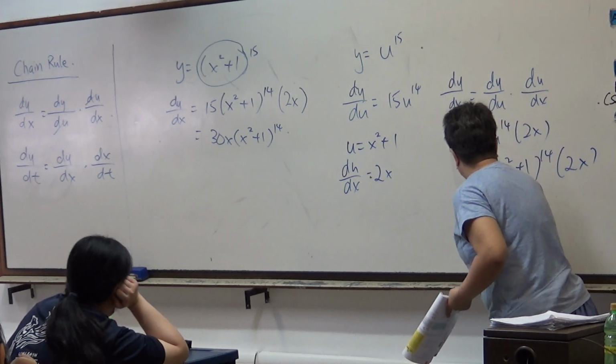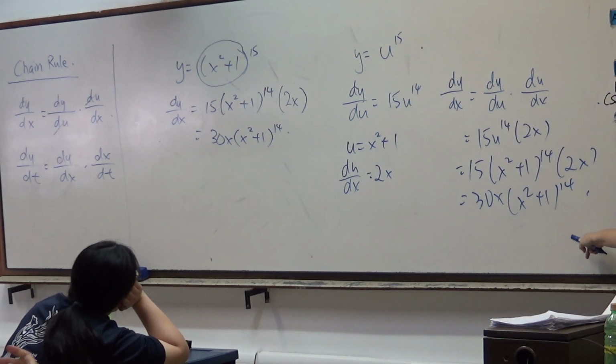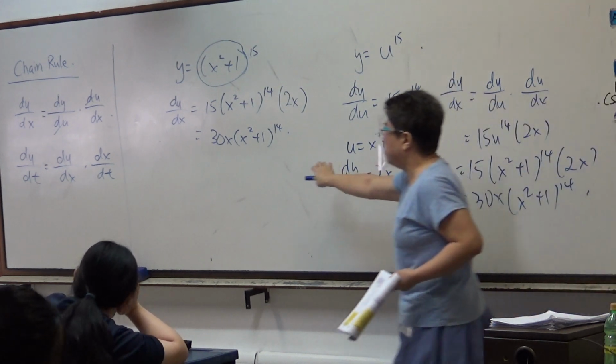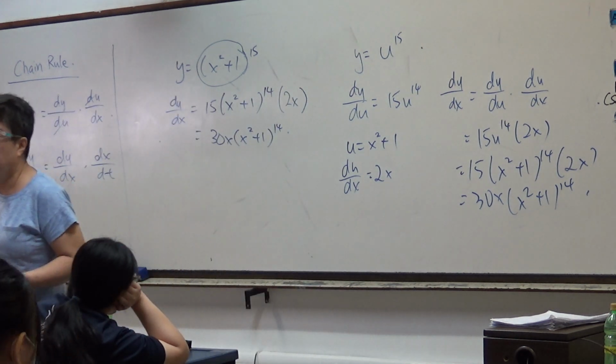That's why it's like that. You get what I'm saying here? That's why it's like that. Can you see what I'm talking about? I take this times this, so I times, I get exactly the same as this. I do not use the page 13 way because it's very confusing.